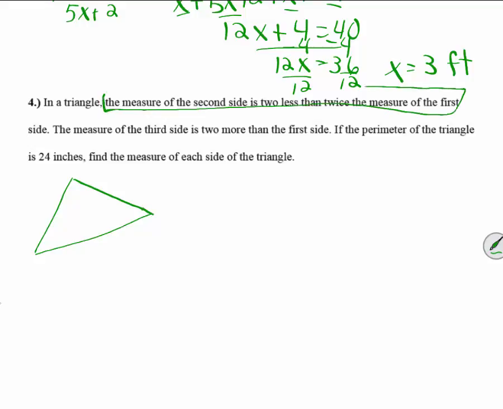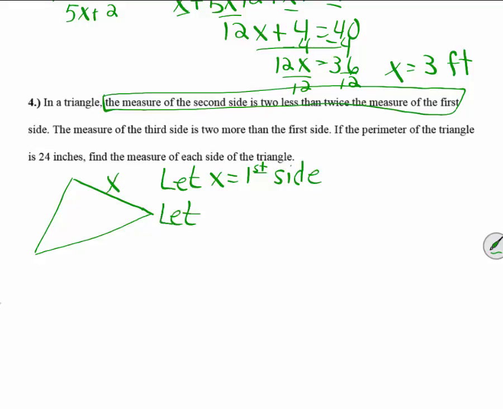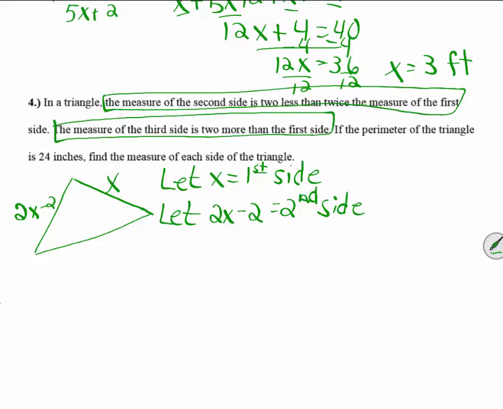So, let statement number 1: let x equal the first side. The second is 2 less than twice the measure of the first. So 2x, twice the measure, less 2. Remember, less than has to get written backwards. So 2x minus 2. The third, here's my other let statement, is 2 more than the first. Let x plus 2 equal the third side.